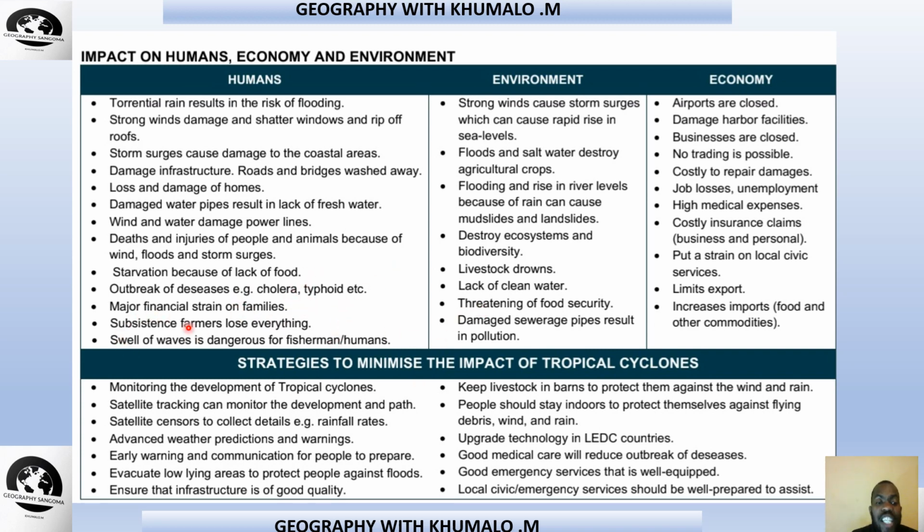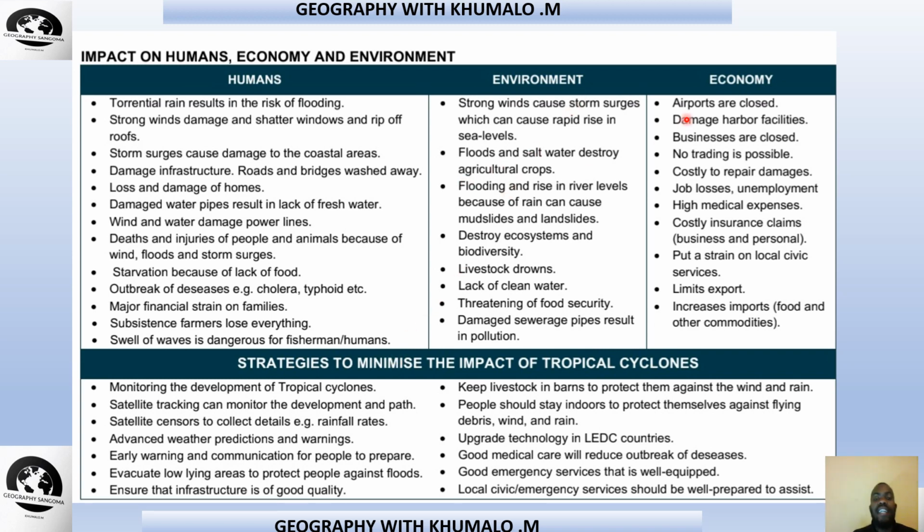We are going to have major financial strains on families because now some people will lose their jobs, and then they will have to use money to repair what is damaged in their houses. Subsistence farmers lose everything, and then the swell of waves is dangerous for fishermen and humans. So they can't fish, and then it's very dangerous that people can even drown and die there.